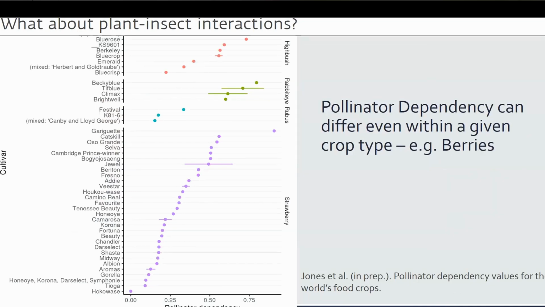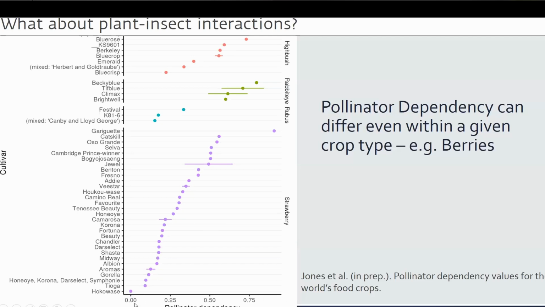Here is a figure which shows those three different groups of berries and differences among cultivars. On the bottom, we've got all the different strawberry cultivars that are grown in the literature. And on the top, we've got highbush, which is blueberry, and under that is rabbit-eye, which is a different type of blueberry. And then we've got rubus, which is your raspberries. And basically, pollinator dependency varies from 0 to 100% on the x-axis.